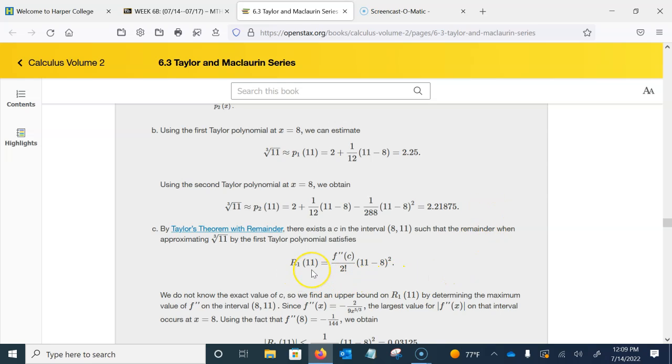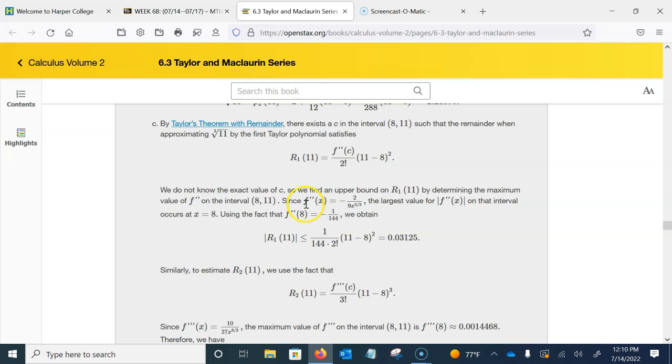So the remainder for 11, this is the first Taylor polynomial we're going to use. So f double prime, notice I had to go to one more derivative than 1, so that's f double prime at c, over 2 factorial, times 11 minus 8. The difference here is going to be 3, so that's going to be a 9. It's going to be a 2 down here. So we need to know the maximum value that f double prime can take on. Remember, f double prime is minus 2 over 9 x to the 5/3. And it's going to be over the interval from 8 to 11.